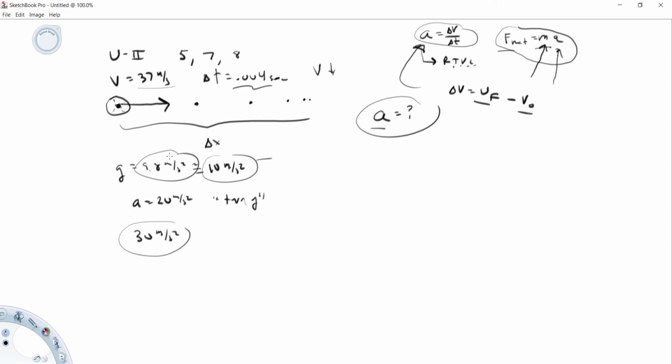Part B, what is the size of the force acting on it? So that's a Newton's second law question. Acceleration is given, mass given in the problem. Actually, the acceleration wasn't given, but you should have calculated it earlier.